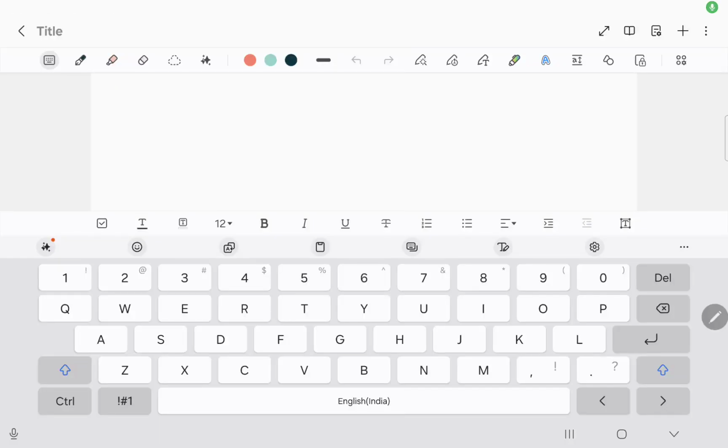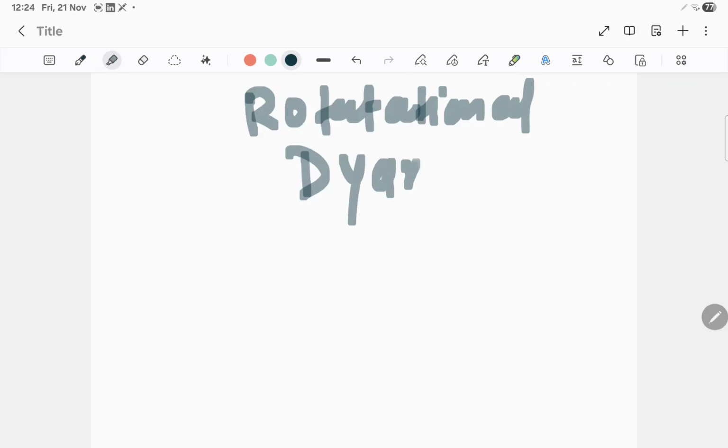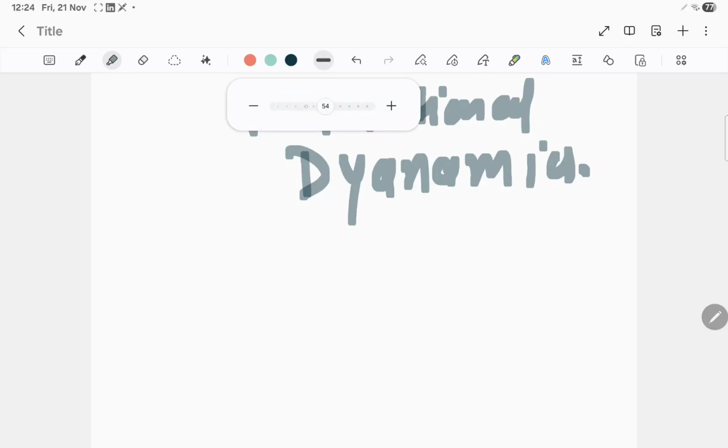So today we will discuss a very interesting topic, and the name of this topic is rotational dynamics. Let me introduce rotational dynamics. The chapter is very interesting. We will see how interesting this chapter is.